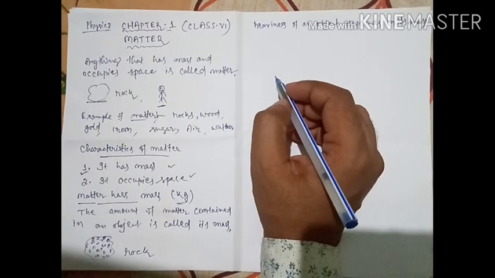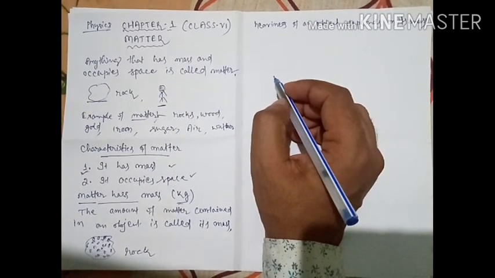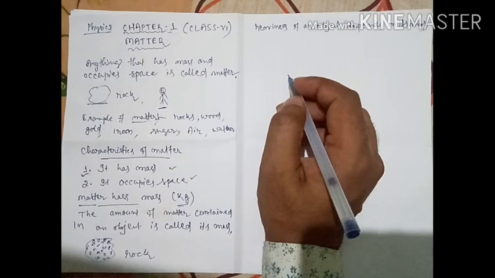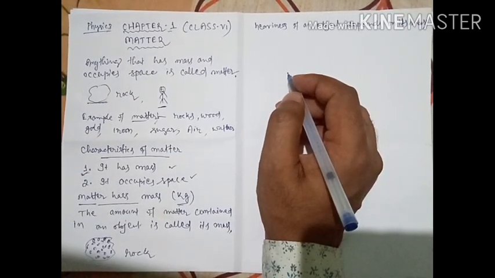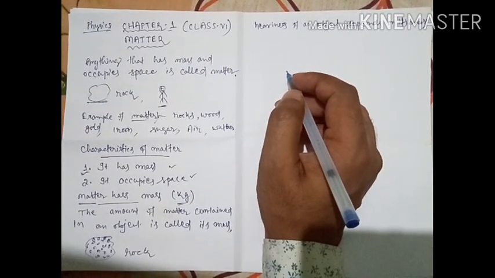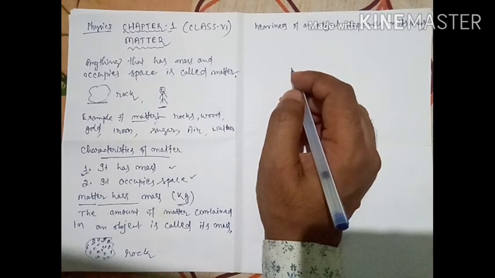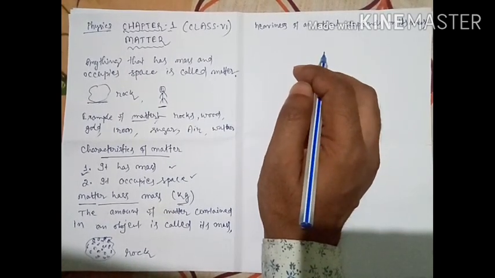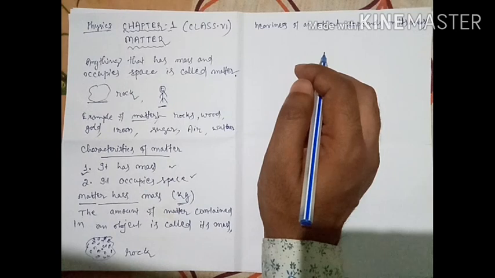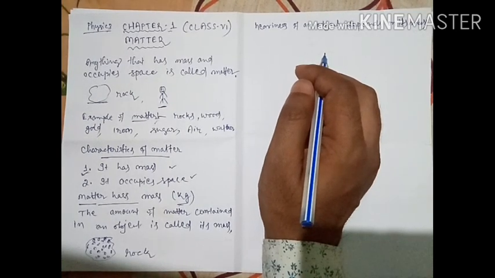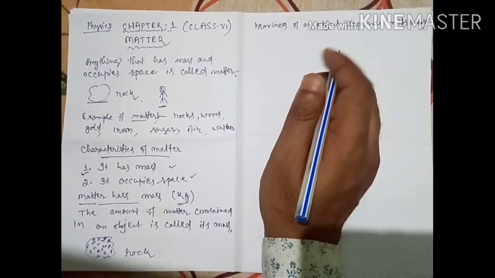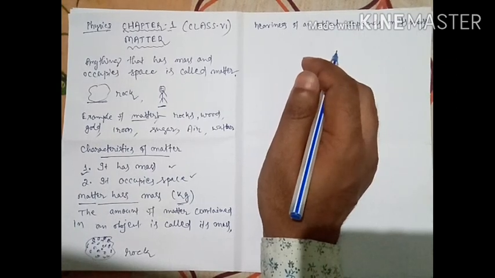Mass cannot be measured directly. So through which instrument can you measure it? You have to use a balance. Either you can use a physical balance or you can use a beam balance. Understood, students? And weight is directly related to your mass.